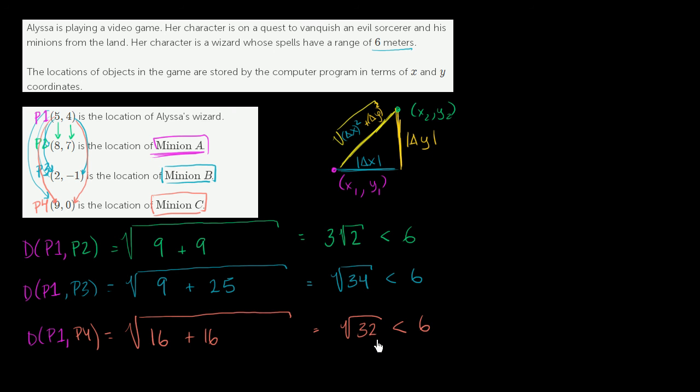Now, which of these is the furthest away? Well, we simplified this, but we could write this as the square root of 18. The square root of 18 is clearly the smallest out of the square root of 18, the square root of 32, and the square root of 34. So minion A is the closest, and minion B, square root of 34, is the furthest. Or I should say the farthest.